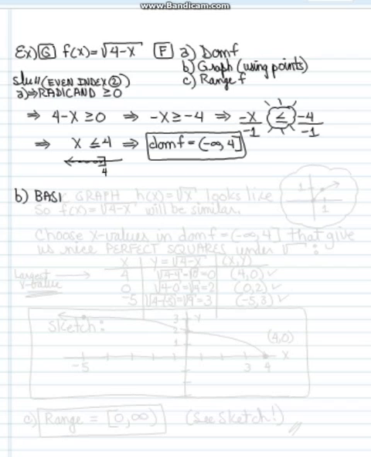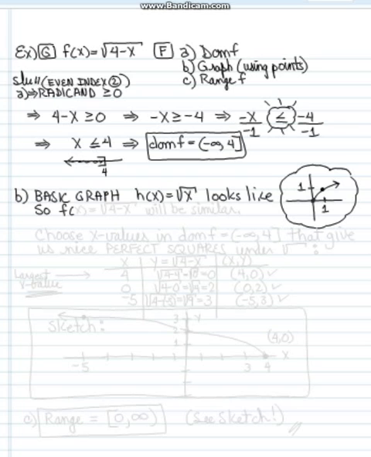Now let's work on doing the graph by using points. The basic graph for any function h of x equals the square root of x looks like this picture. There's a point at the origin, and it's a little swath that moves out to the right. There's nothing on the left, and it includes the point 1, 1. This is the basic y equals square root of x function. So we know it's going to be some variation of that.